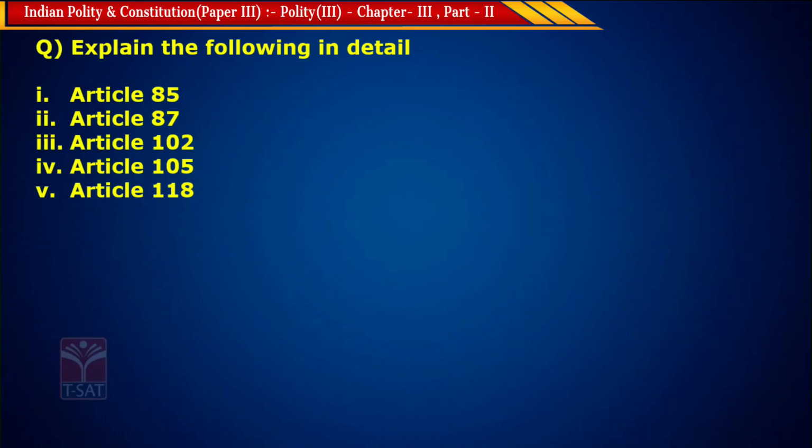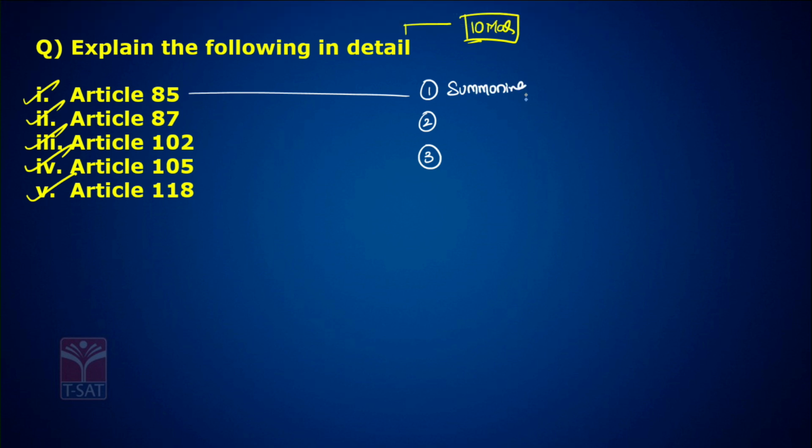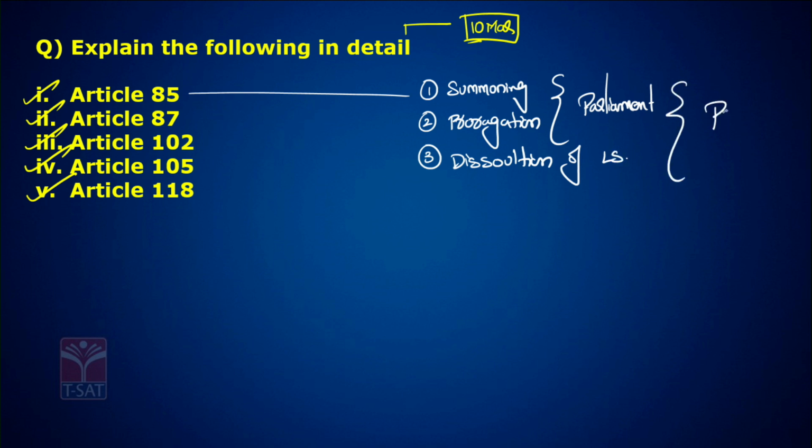Explain the following in detail. See, there are 5 things. Imagine this question is a 10 marker. So each has 2 marks. Okay. Now let us see this. Firstly, Article 85. Article 85 talks about 3 things: summoning, prorogation of parliament sessions, and dissolution of Lok Sabha by the President of India.